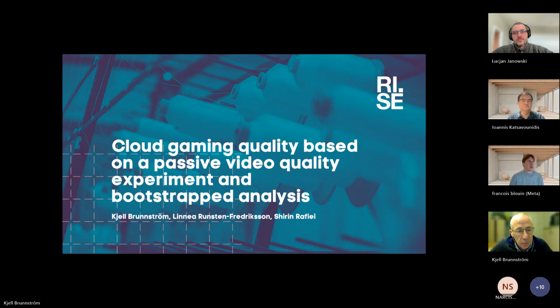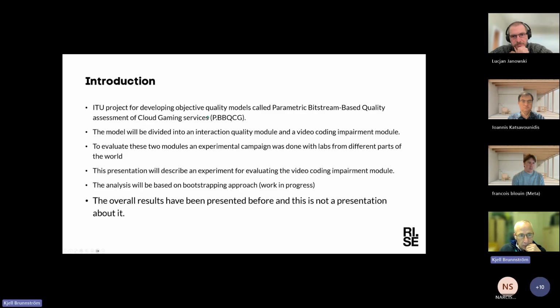So this is a bit of a mixture of things, but we participated in the cloud gaming effort. We have been looking a little bit at the experiment, and I was playing around a little bit with the bootstrap, and I think all this will be about that. As I said, we participated in this effort for developing objective quality models called parametric bitstream-based quality assessment of cloud gaming services.